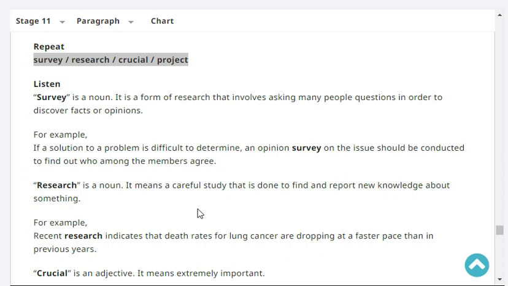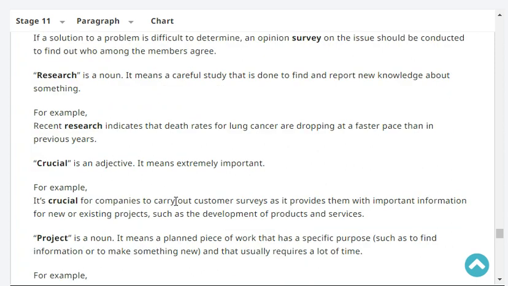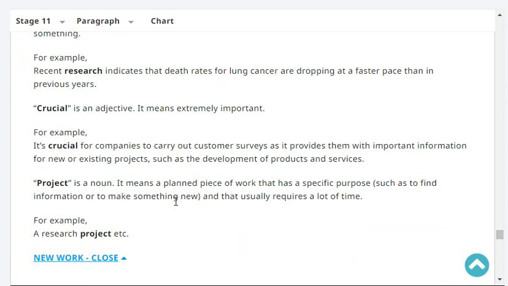The word research is a noun. It means a careful study that is done to find and report new knowledge about something. For example, recent research indicates that death rates for lung cancer are dropping at a faster pace than in previous years. Crucial is an adjective. It means extremely important. For example, it's crucial for companies to carry out customer surveys as it provides them with important information for new or existing projects, such as development of products and services.